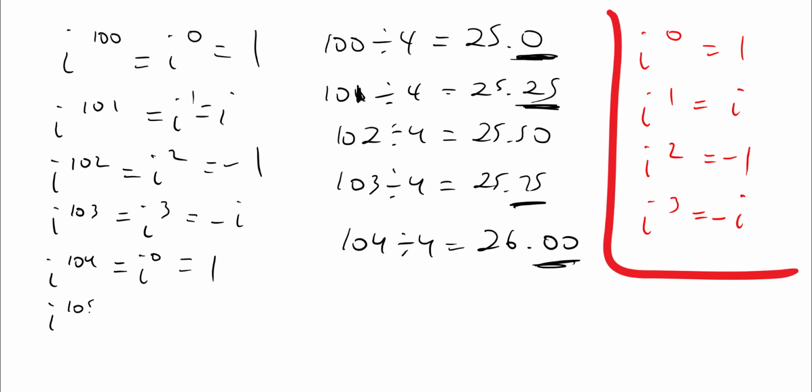One last one, i to the 105, it's the nurse's office. Okay, 105 divided by 4 is 26.25. Oh, 1 quarter. So i to the 1, which is i. Okay, so hopefully you guys are good with that.